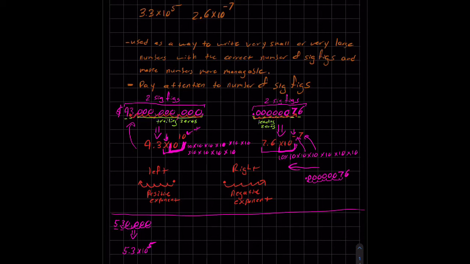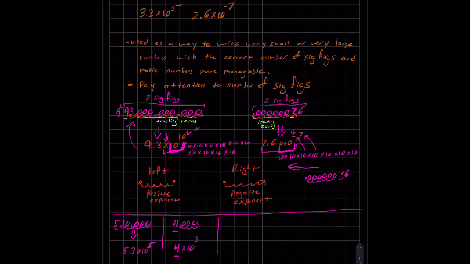Let's do another one here. Let's go 4,000. Write that in scientific notation. Well, that comes out to be 4 times 10 to the 3rd. 1, 2, 3. And it's only 4 because I've got 1 sig fig here, 1 sig fig here.